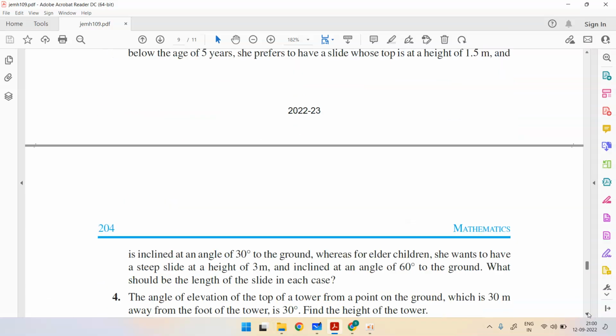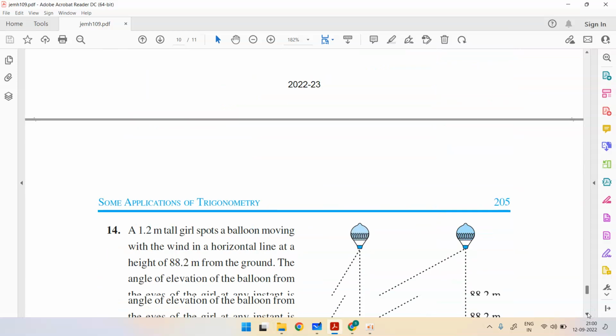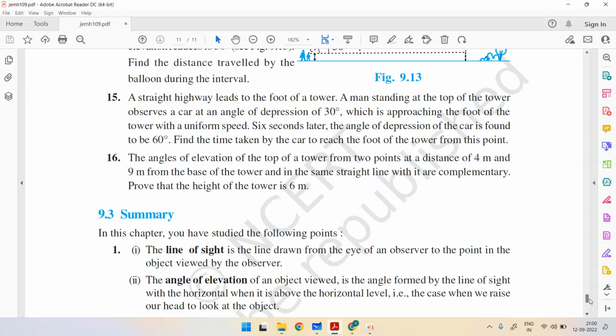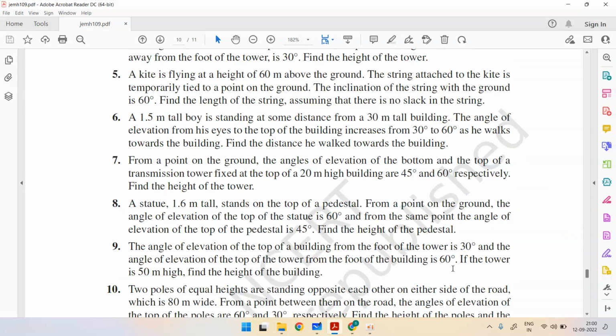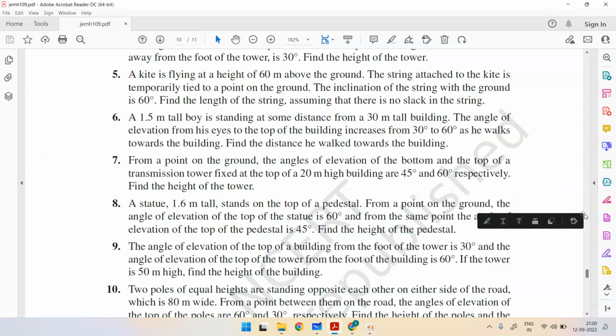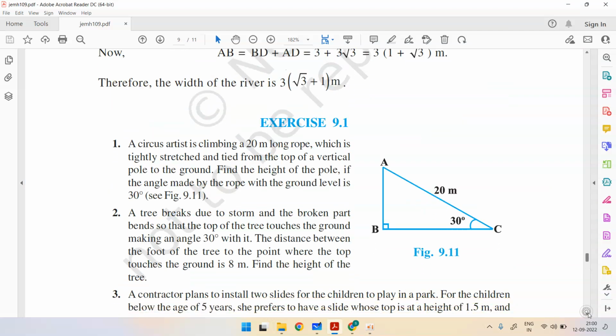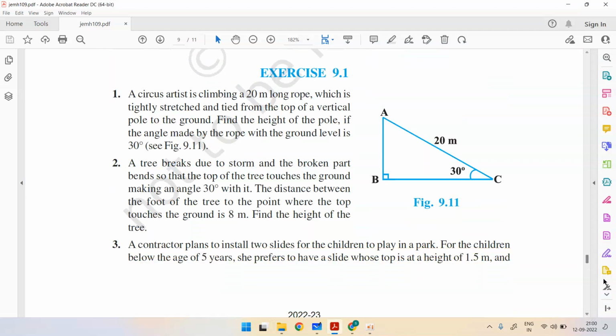So in the next lecture I will be covering this exercise. This is a huge exercise of 16 questions. It will be very difficult for me to do this all at once, so I will take a few questions here, so that my next lecture will be a bit smaller. This lecture will equalize this. So it's exercise 9.1, and I will be starting with exercise 9.1.